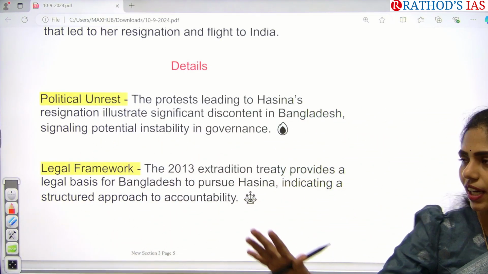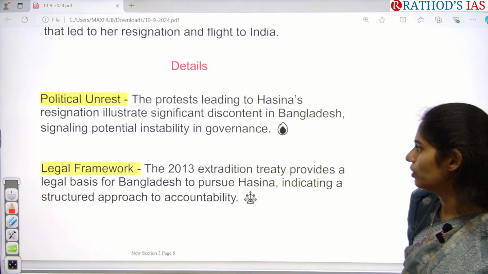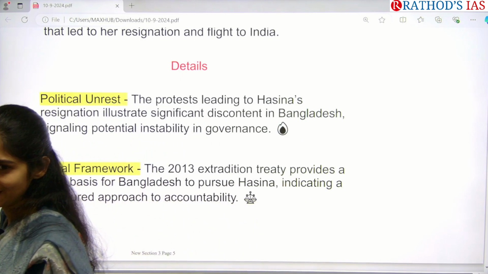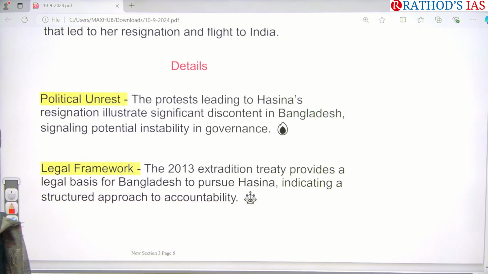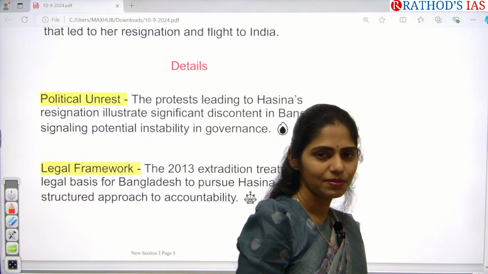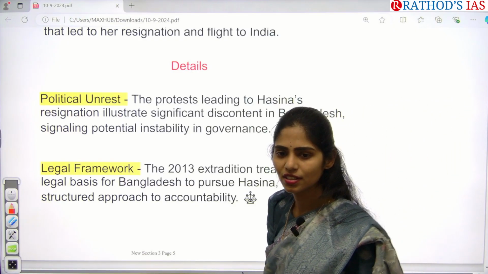The first one is we can understand that political unrest is happening in Bangladesh. Why? What is the reason? Do you remember the reason? It has been long back, ma'am. YouTube students, what is the reason? Yes, because of the reservation policy. So what is that reservation about?